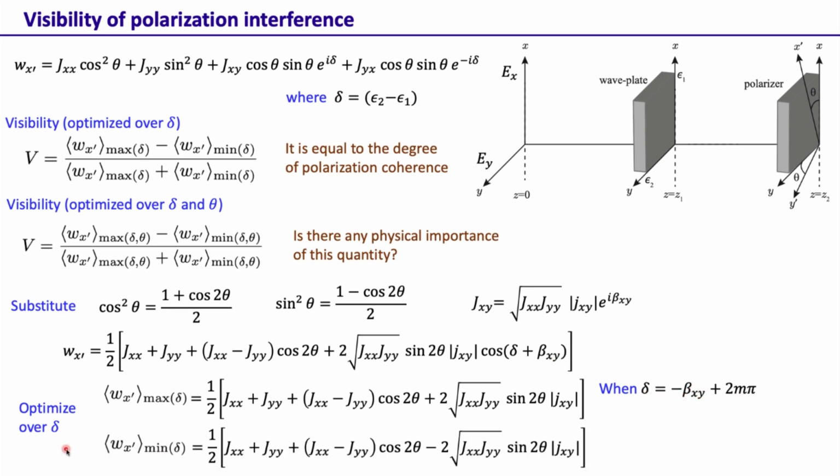Simple. Similarly, we can also optimize it over delta such that Wx prime is minimum, and in that case this is the expression. Here we just put in the minus sign, which means we have taken cosine of (delta plus beta xy) to be minus 1. That's when it is minimum, and that's the quantity we get. The condition for this would be delta equal to minus beta xy plus (2m plus 1) pi, where m is 0, 1, 2, an integer. So these are the expressions for the maximum of Wx prime and the minimum of Wx prime.